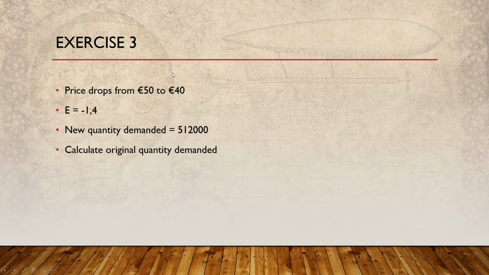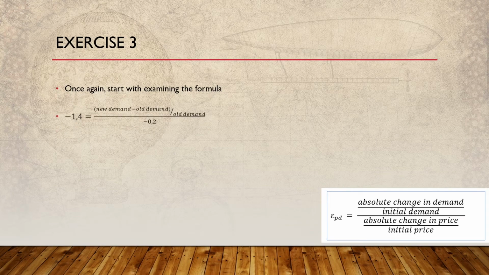So from 50 to 40, if you calculate the change in price over there, you will find a price drop of 20%. Okay, I will not repeat how I get that number of 20%. It's because of this formula over here. Okay, you should know this already. Now, the numerator is the problem because we know that we have to find the absolute change. That's the new demand minus the old demand.